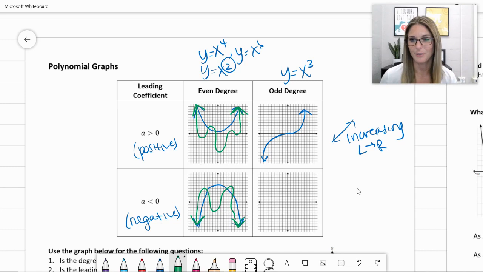What if it's not x cubed? What if it's x to the 7th or x to the 13th? We're still going to end up with our arrows going opposite directions. There just might be some extra humps and bumps along the way.